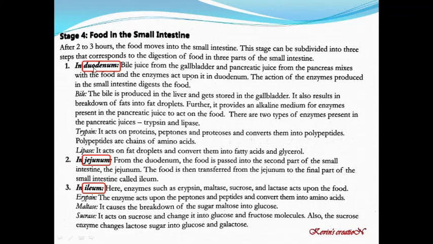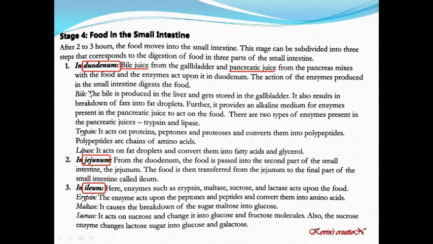Duodenum is the first part, just from the stomach. When it comes to the small intestine, that first part, the anterior part, is called duodenum. Bile juice from the gallbladder and pancreatic juice from the pancreas mix with the food. So 2 things are important here. First one is bile juice, which comes from the gallbladder, and pancreatic juice, which comes from the pancreas. It is added to the food, and the enzymes act upon the food in the duodenum. The action of enzymes produced in the small intestine digests the food.